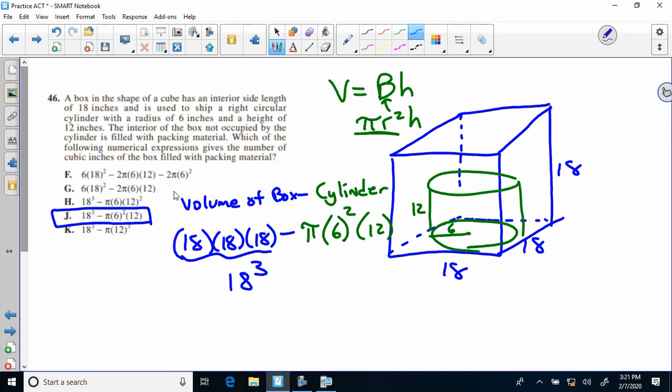They just wanted to know if you knew the formula. And more specifically, if you knew the formula for a cylinder, to find the volume of a cylinder, because most people already know boxes, really easy, length times width times height. It's the cylinder one that people mess up on.